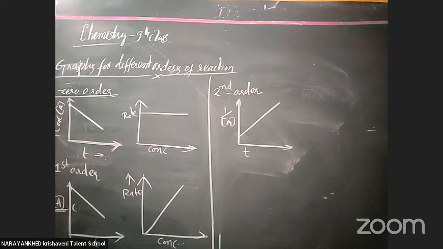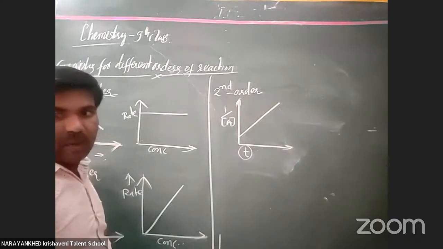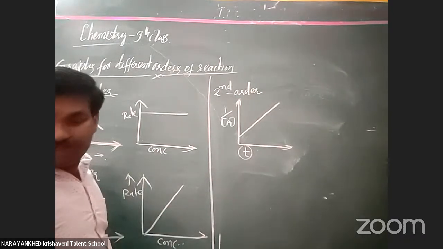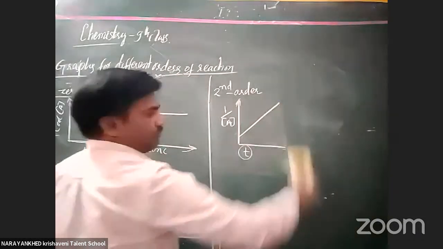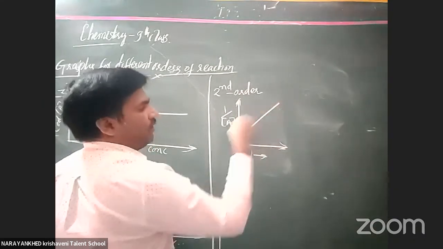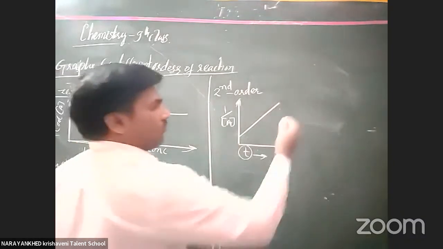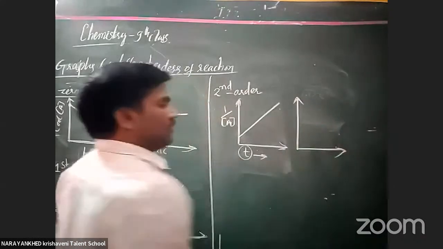Okay, clear or not? The time taken for completion of second order reactions is more, compared with the first order and the zeroth order. This graph indicates that information. Okay, the time taken for second order is more, as the reciprocal concentration increases while the concentration decreases.